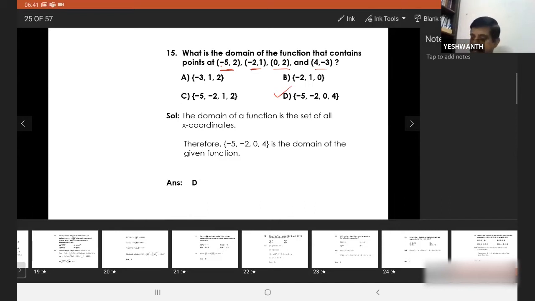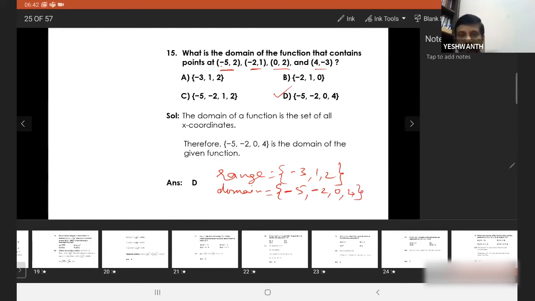So option A is range, and option B is domain. Please note it quick. So I'll write it here. Range, if he asks, this would have been the set of minus 3, 1, 2. Domain is the set of minus 5, minus 2, 0, and 4. Okay. This is the question.